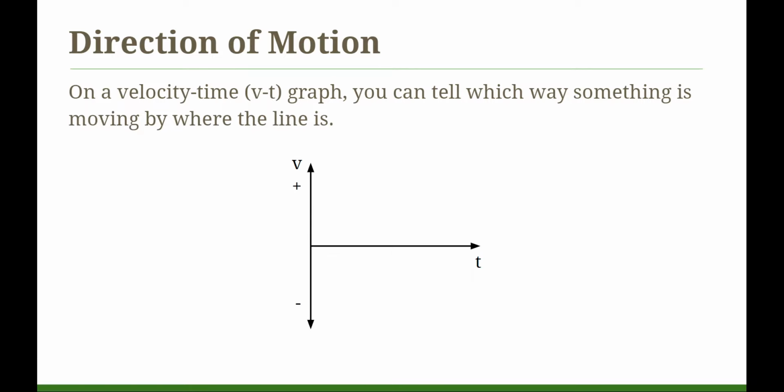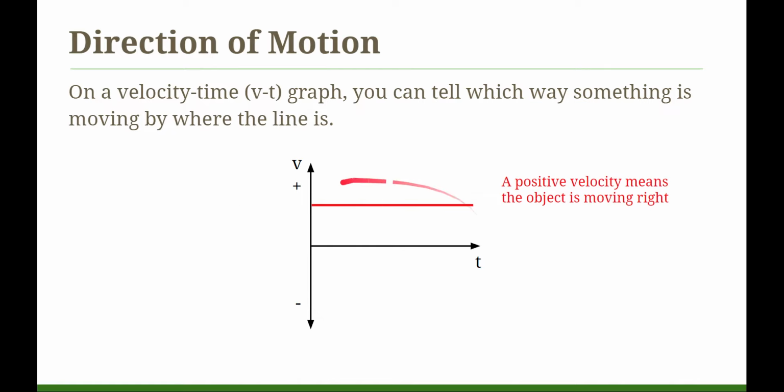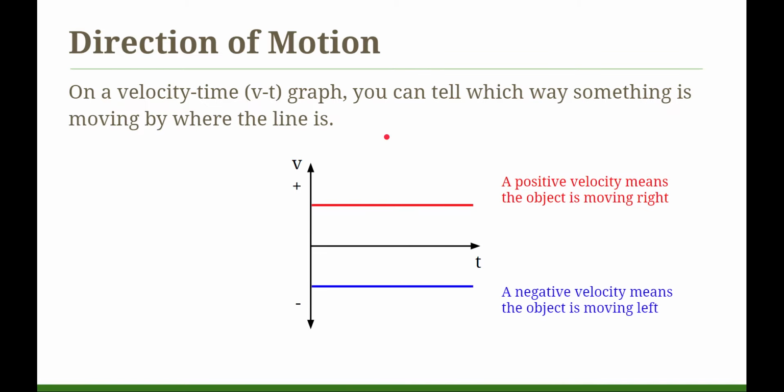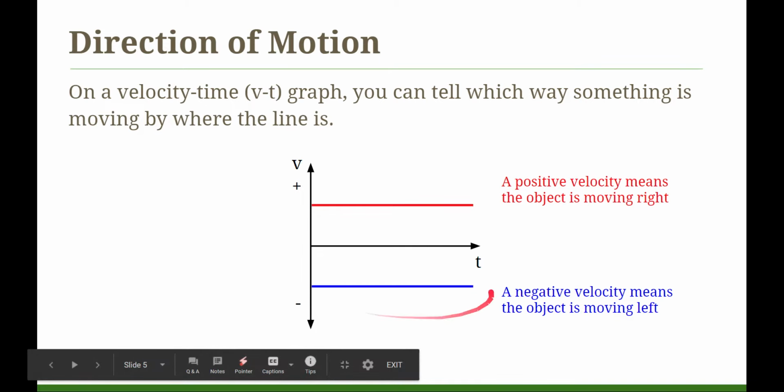So on a velocity time graph, if we want to tell the direction of motion, we can tell which way it is moving just by where the line is. So if our line is in the positive region, so that means anything above the time axis here, anything up here, it means it's moving to the right. If we have anything down here, it means it's moving to the left. So anything up here is moving right, anything down here is moving left.